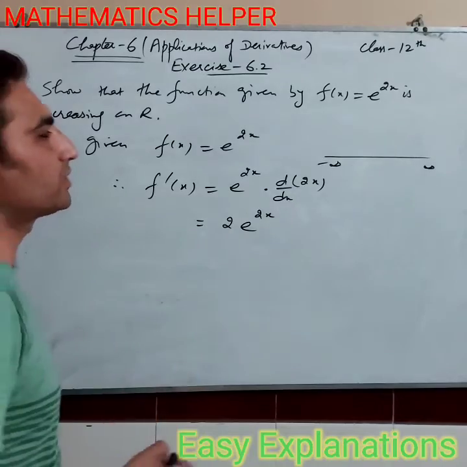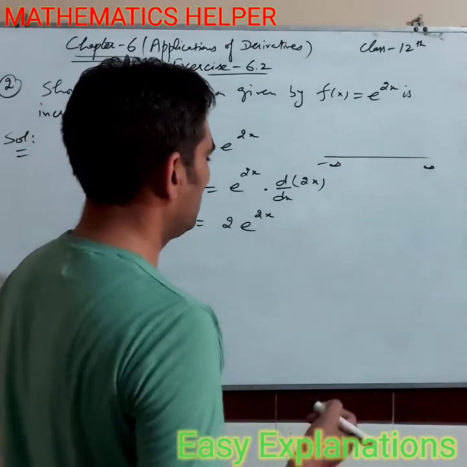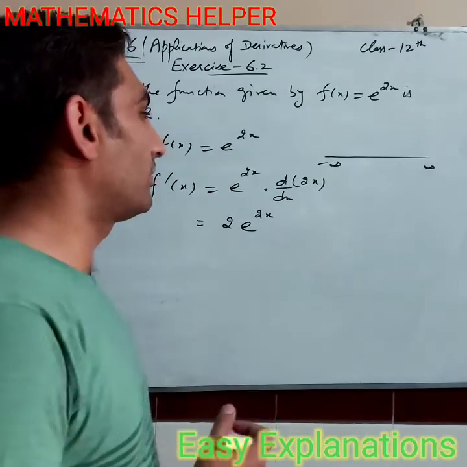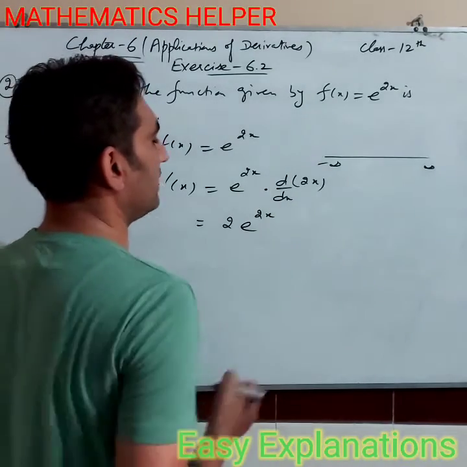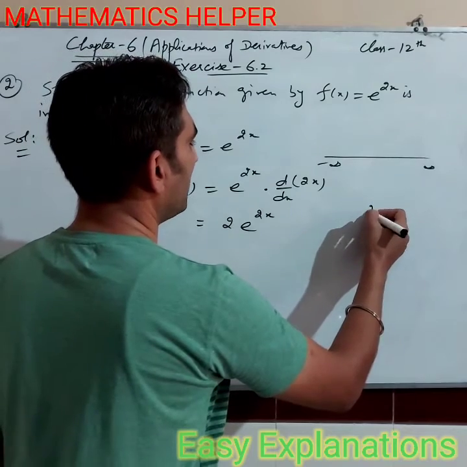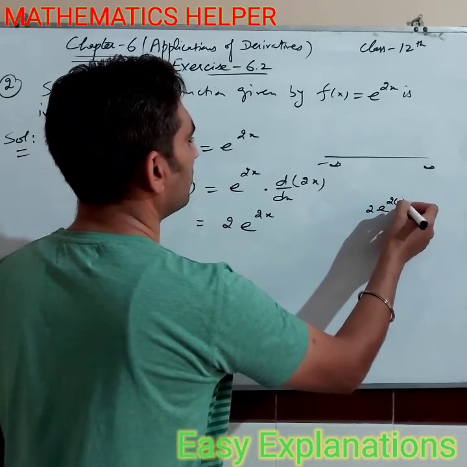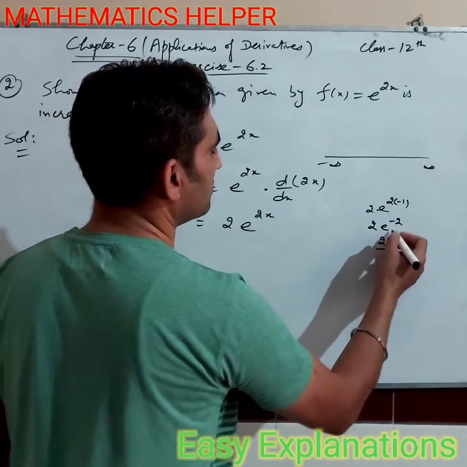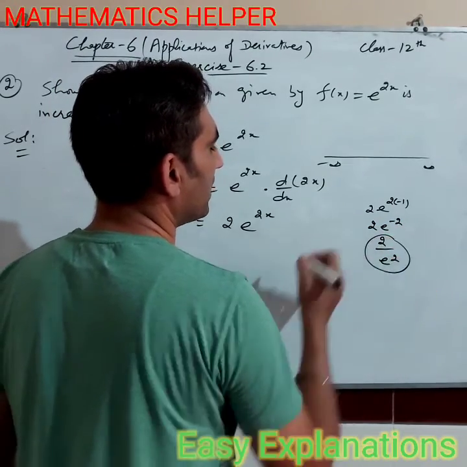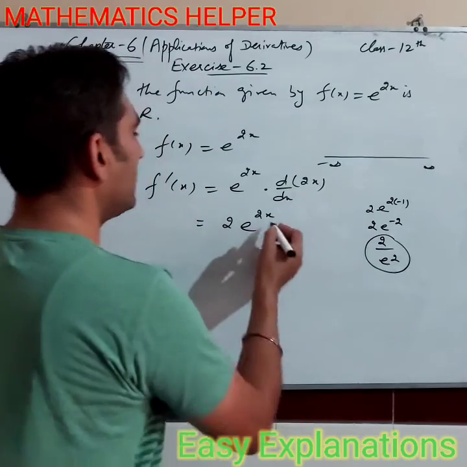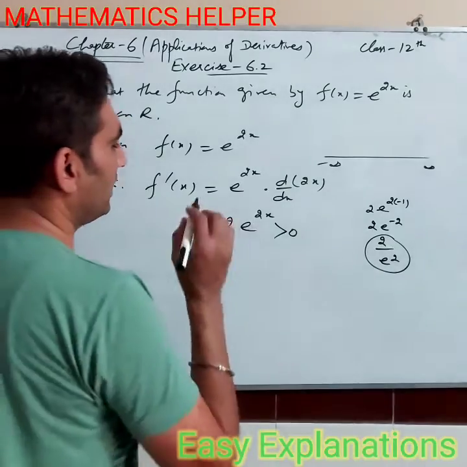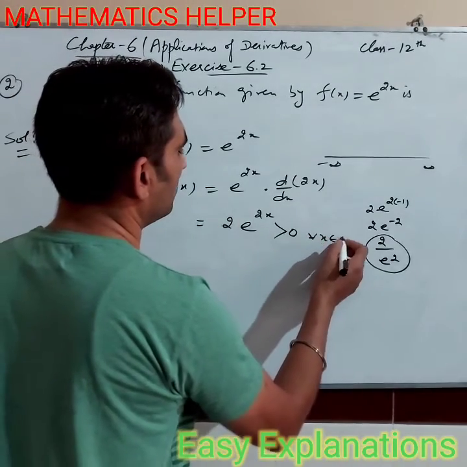For example, if I choose minus 1, you might think that for negative numbers it may give a negative answer. See, if I choose minus 1 and replace x here, 2 into e raised to power 2 into minus 1 gives 2 into e raised to power minus 2, which can be written as 2 over e raised to power 2. Again a positive value. So this expression will remain greater than 0 always for all x belonging to real numbers.